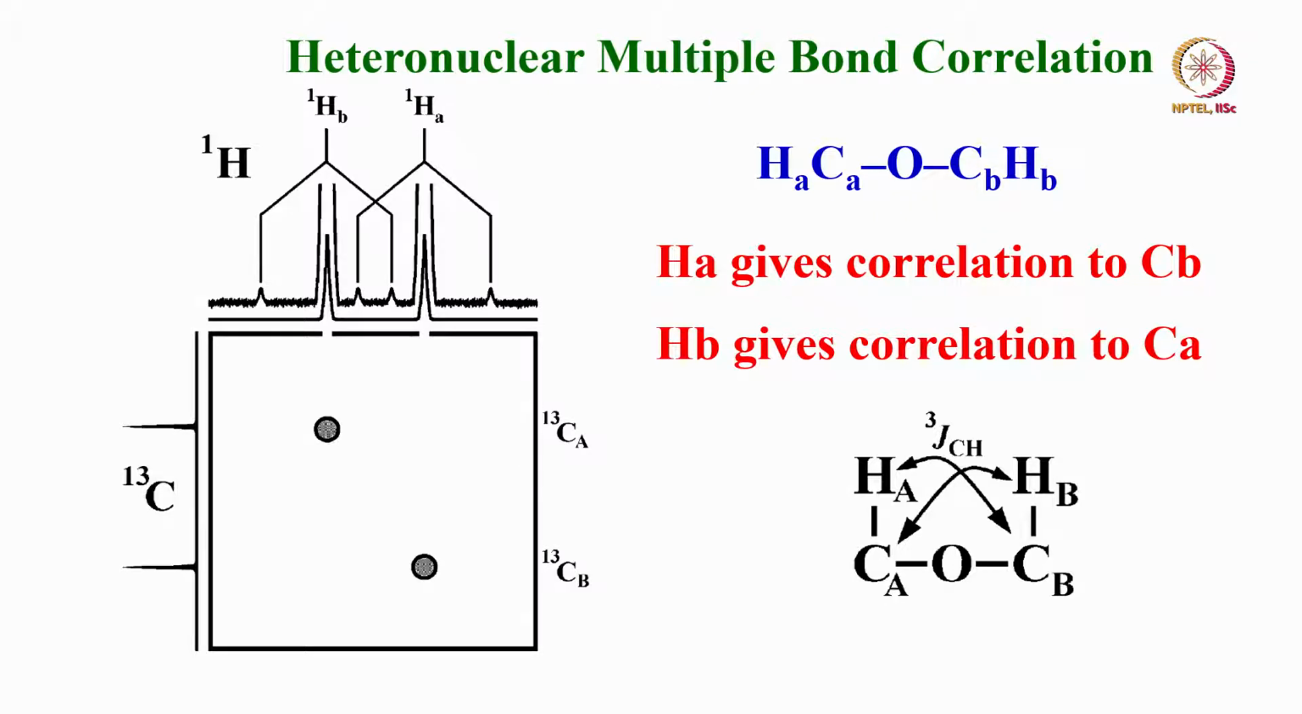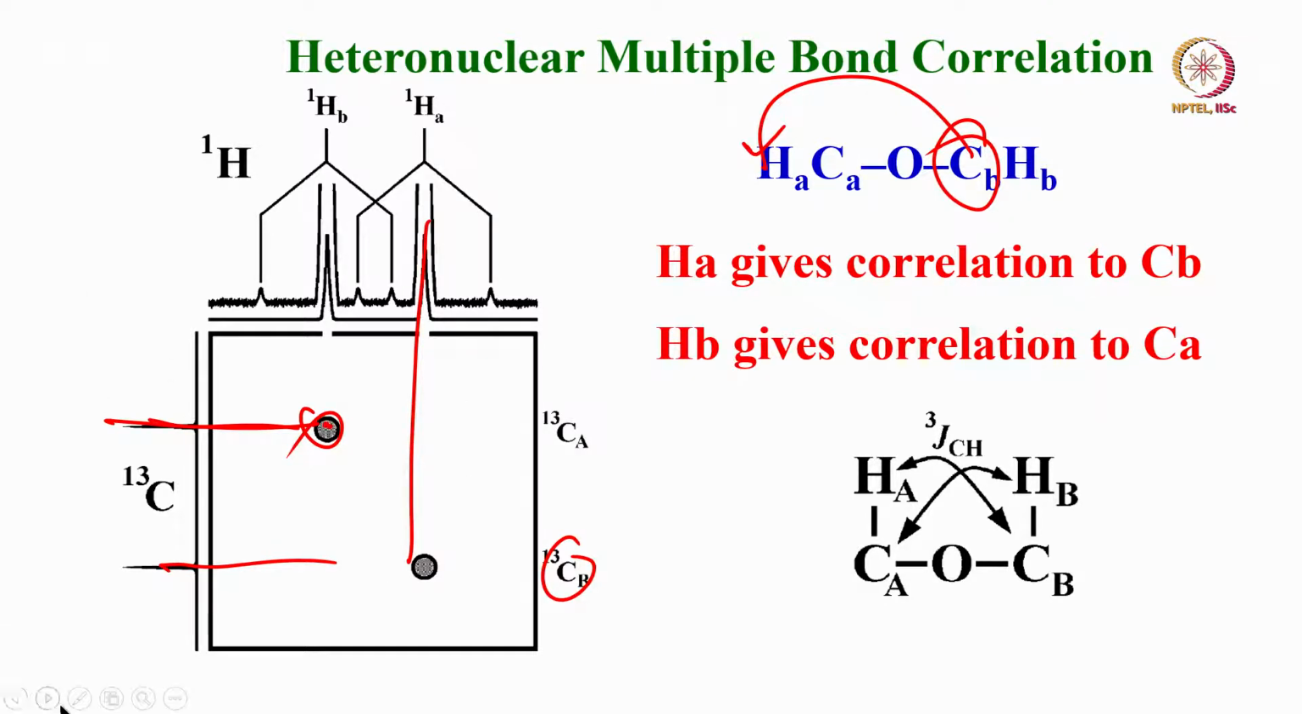Now, in the case of HMBC, something more interesting will happen. Here it is a long-range 2 bond correlation, 3 bond correlation. Now, this carbon correlates to proton here. Carbon B here has a peak in this dimension corresponding to carbon chemical shift, but its correlation is with proton A, not with proton B.